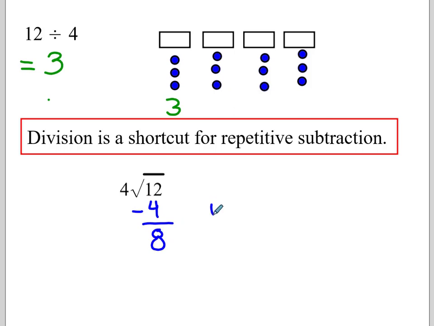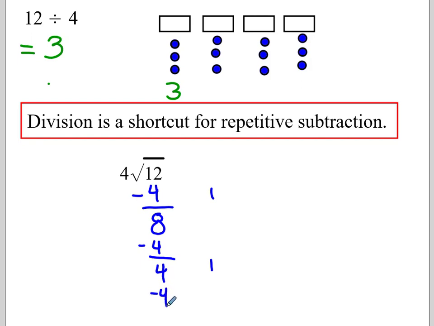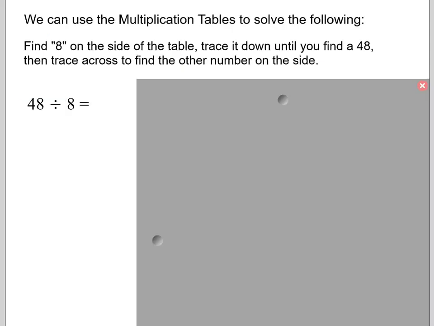I'm going to put a little tick over here to keep track that's one group of 4. If I subtract another 4, now I'm down to 4, that's another one, and then I subtract one more group of 4 before I run out of terms. If you notice, that is 1, 2, 3 groups of 4, so the answer here would be 3. Just a reminder, division is a shortcut for repetitive subtraction, just like multiplication was a shortcut for repetitive addition.